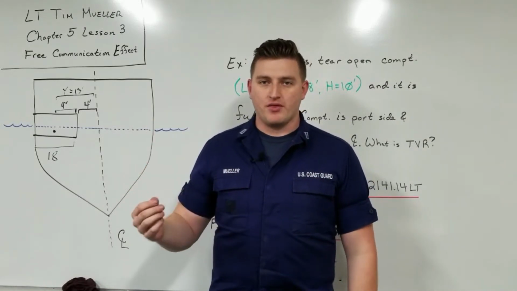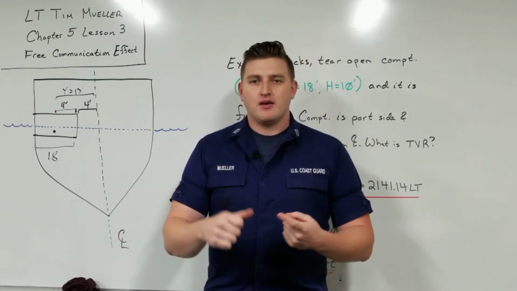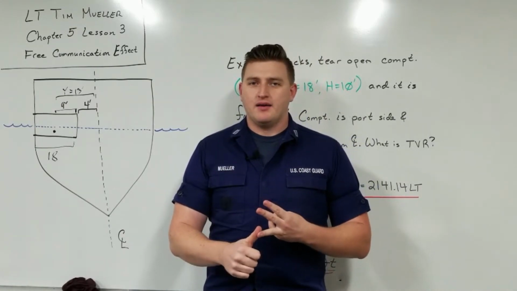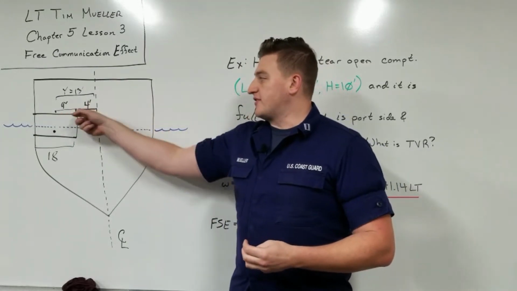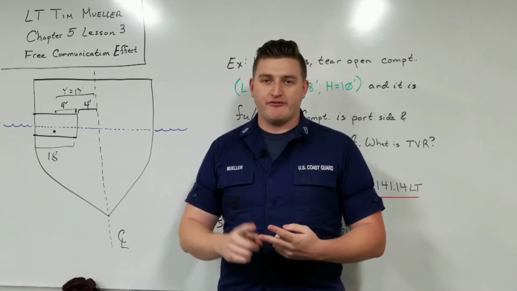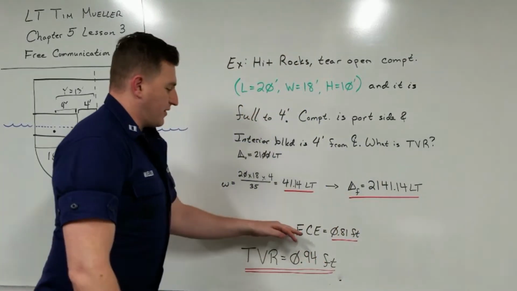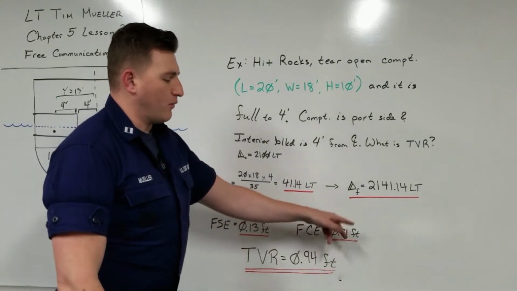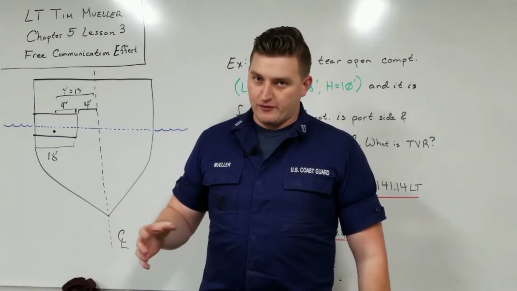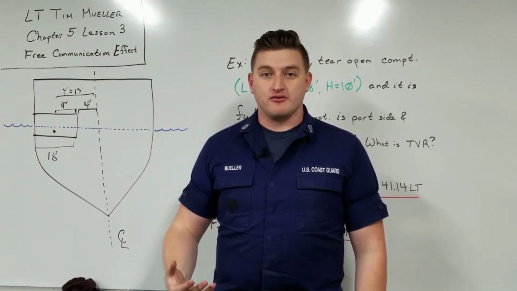Now for free communication effect, we have B, we have L, we have Y being 13, then we have 35 for the specific volume, and we also have final displacement. Plugging all those into the equation, we get free communication effect equals 0.81 feet. And that, just like free surface effect, is a virtual rise in the ship's overall center of gravity.